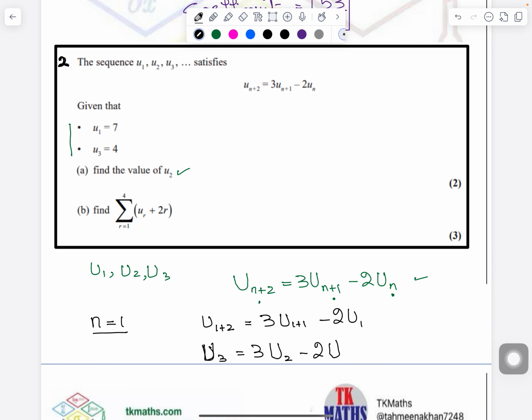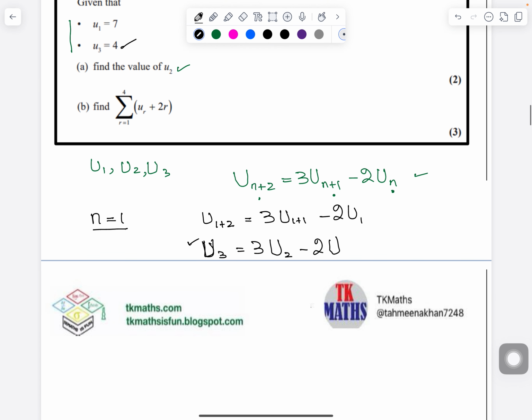So in this formula now it is very easy to find out, because term 3 is given to me in the question, which is 4. So let me write here. It will be 4 is equal to term 2, which I have to find out. It is the question, find the value of term 2. So I will write it down as it is. And this is term 1, which is also given to us in the question, which is 7. So I will write here 7. I have just substituted the values of the terms which are given in the question.